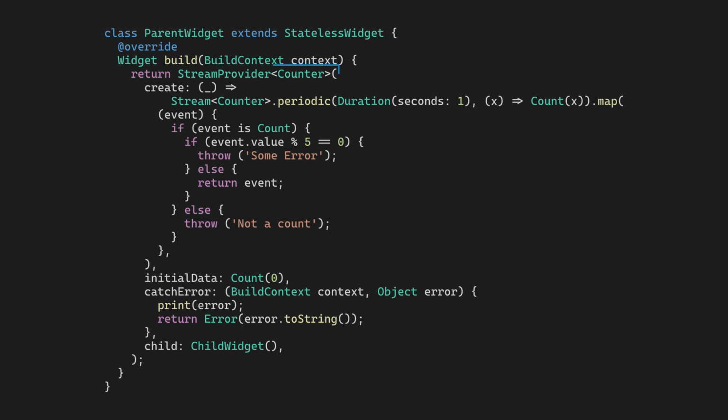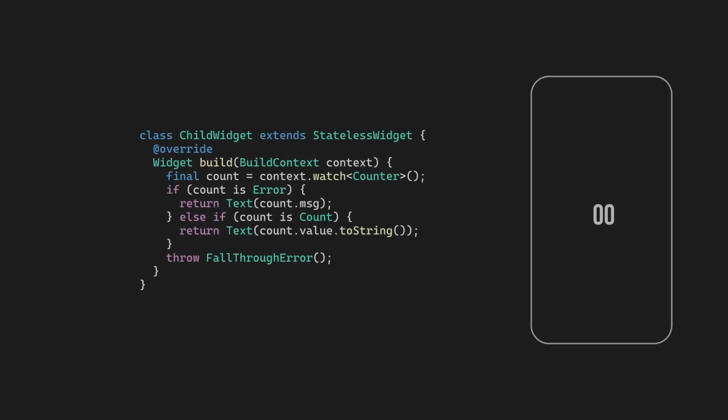Now we modify our stream provider to provide a counter instead of an int. In the stream, we return a count value, and in the catch error method, we return an error value. And now in the child widget, we can do some conditional checks to verify what the type of the counter is. If it's an error, we put the error message in a text widget. And if it's a count, we put the count value in the text widget. Nice, now the error is passed down to the UI.